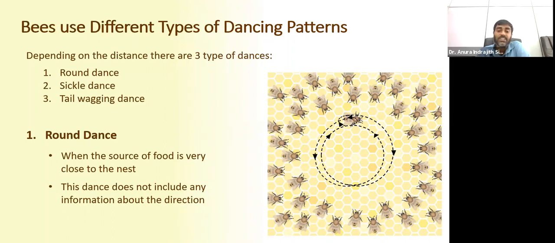Actually, while they are doing this dance, they offer some samples also, right? If they have already drunk nectar, they will offer some nectar by regurgitating. So they just offer some nectar to their friends, right? Then the others know what sort of nectar sources are available. So this bee dance, the round dance, is a very primary one. If the food source is very close, they will do this dance.